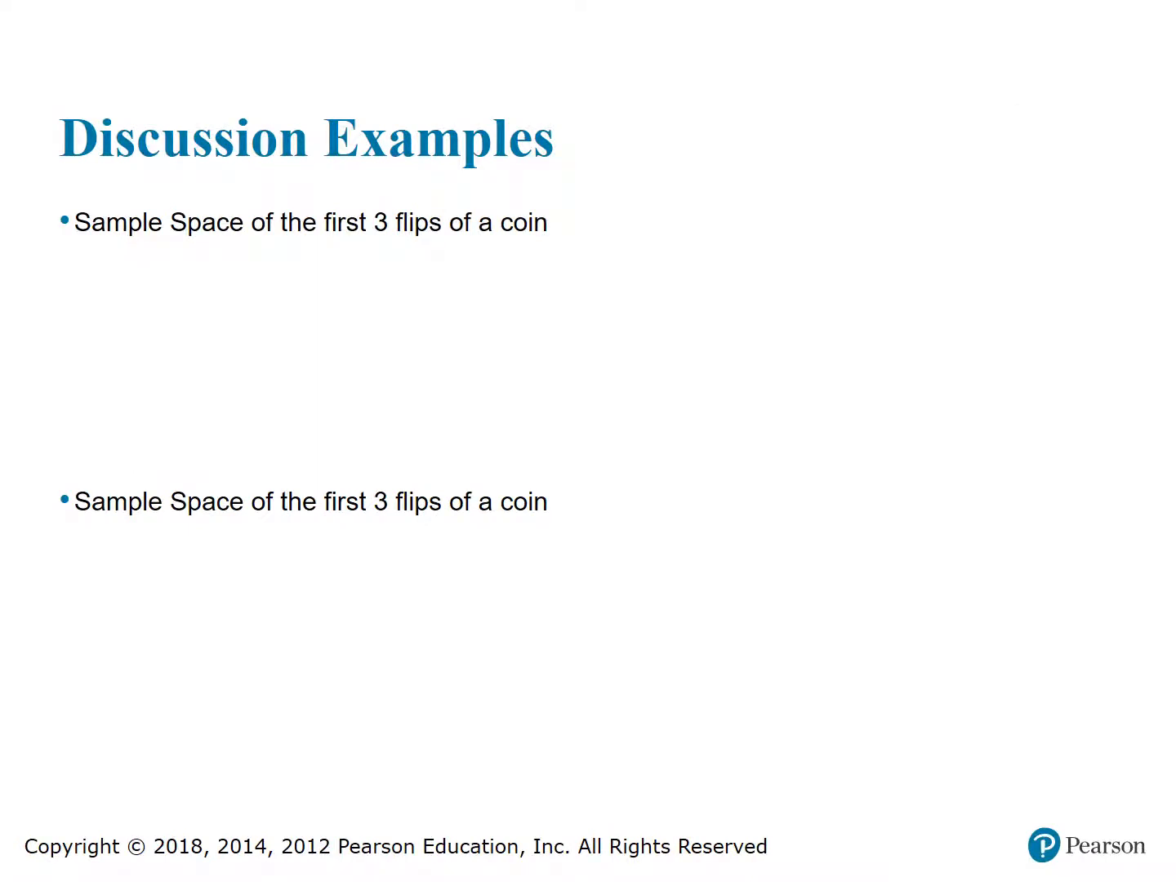All right, let's do this discussion example. Just going to spend a few minutes. So we have a sample space of the first 3 flips of a coin. What would that sample space look like? So start drawing that out on your own sheet of paper. I'll give you about half a minute to look over this one, and then pause, and we'll take a look at this one right after that.